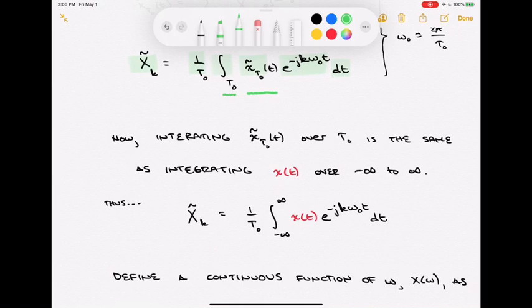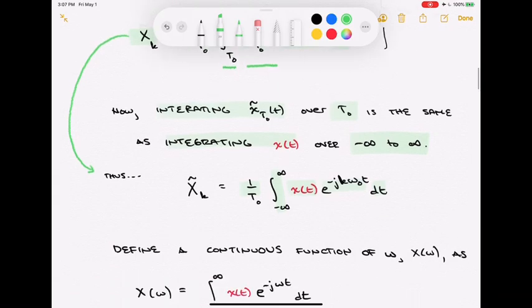So what have I shown there in the graphs? Integrating x tilde sub t naught of t over that interval t naught is exactly the same as integrating my original aperiodic signal x of t over the interval minus infinity to infinity. That means I can take this Fourier series analysis equation and rewrite it as x tilde of k being 1 over t naught. That doesn't change. All I'm changing now is the integral. The integral is now going from minus infinity to infinity, and it's not of x tilde, it's of x of t. Everything else is the same. We still have the e to the minus jk omega naught t, it's still dt, and we still have that constant out front, 1 over t naught.